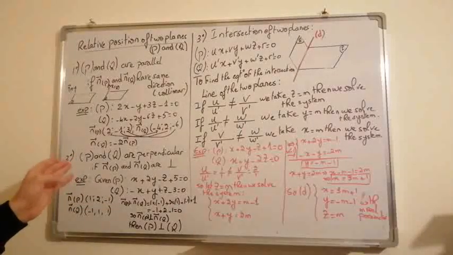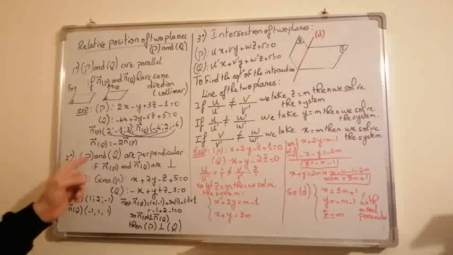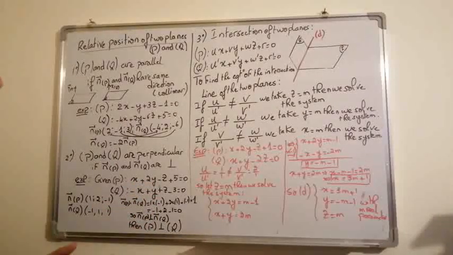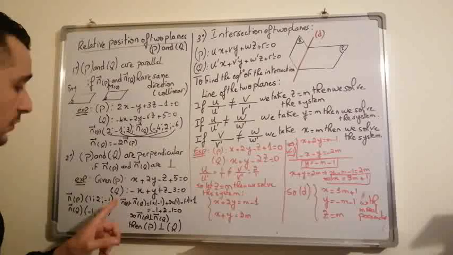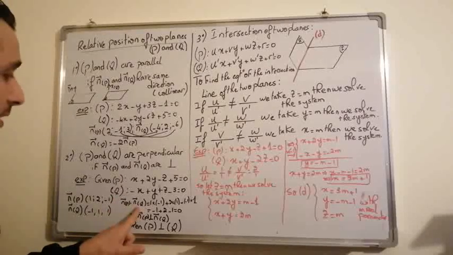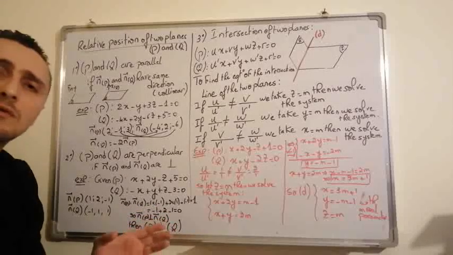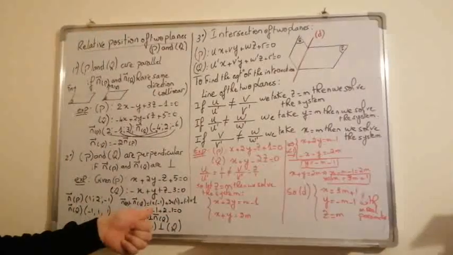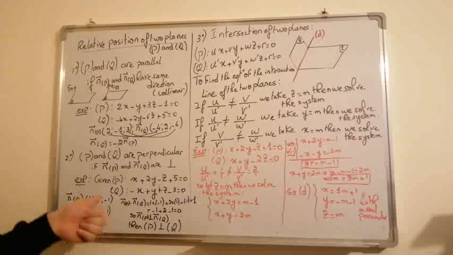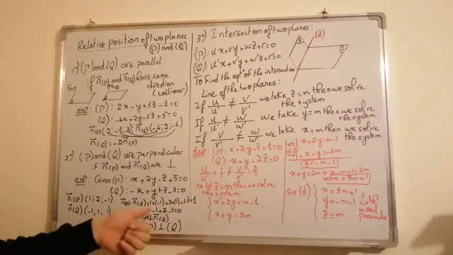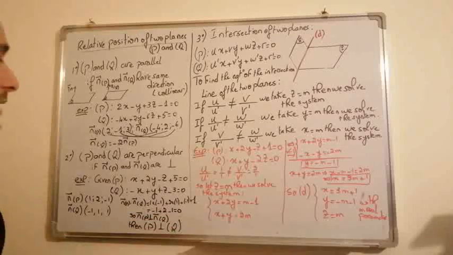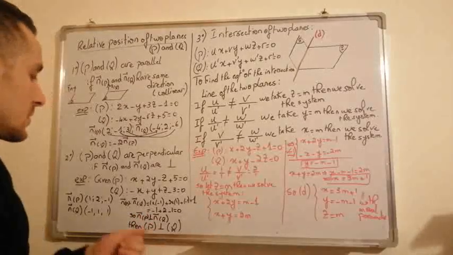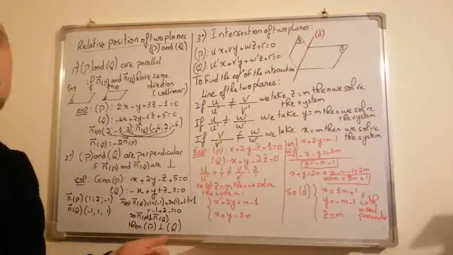In the rule, we say that P and Q are perpendicular if their normal vectors are orthogonal. So we have to find the scalar product between the two normal vectors NP and NQ. The scalar product between two vectors is xx' plus yy' plus zz'. 1 times minus 1 plus 2 times 1 plus minus 1 times 1. We obtain minus 1 plus 2 minus 1, so it is equal to 0. Then the two normal vectors are orthogonal, so the planes are perpendicular.